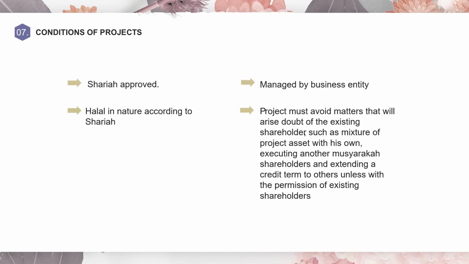The conditions of project. First, Sharia approved. Second, halal in nature according to Sharia. Third, managed by business entity. And lastly, project must avoid matters that will arise on top of the existing shareholders, such as mixture of project asset with its own, executing another musharakah with other shareholders, and extending a credit term to others unless with the permission of existing shareholders.